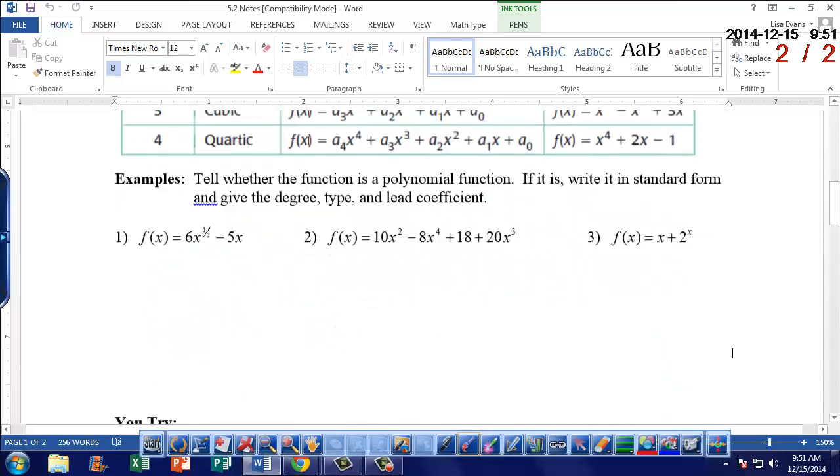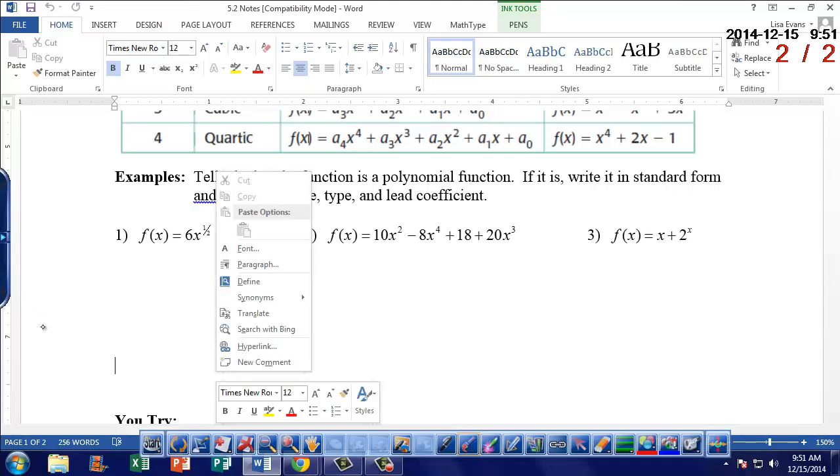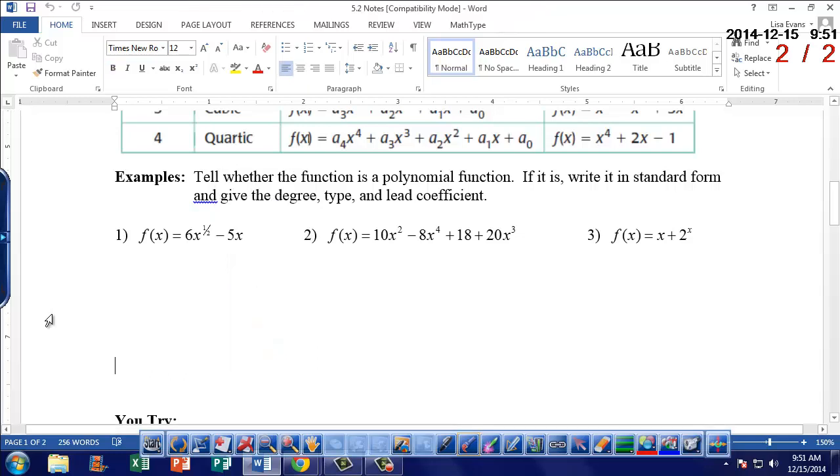It says tell whether the function is a polynomial function. If it is, write it in standard form and give the degree, type, and lead coefficient. So off to the side, we'll write the degree, the type is the name, and lead coefficient. Okay? Okay, let's get started with the first one.